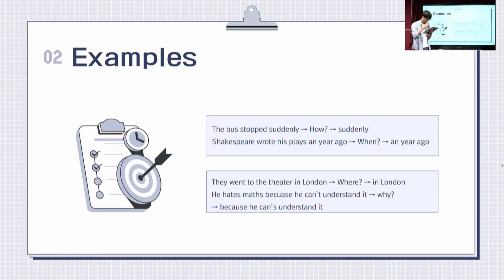For example, in "the bus stopped suddenly," the word suddenly tells us how the bus stopped. In "Shakespeare wrote his plays a year ago," the phrase "a year ago" tells us when. Other examples include "they went to the theater in London," where, and "he hates math because he can't understand it."